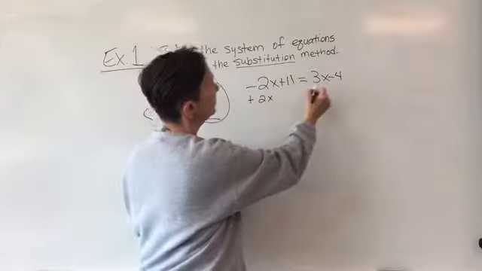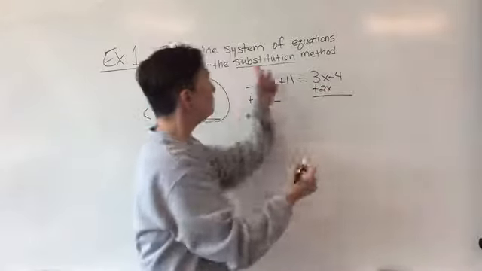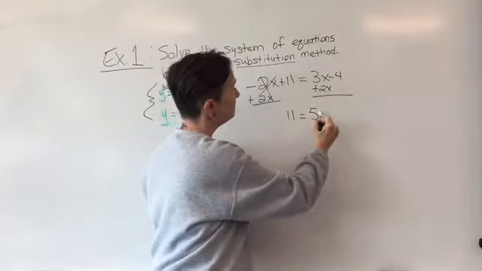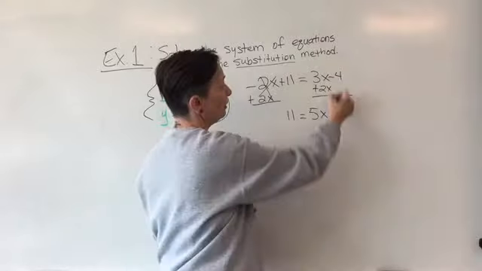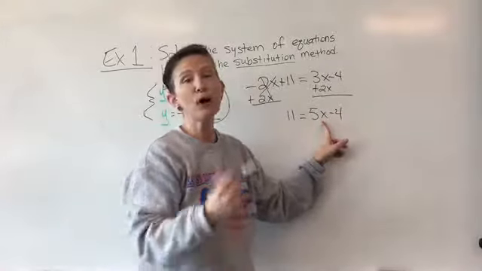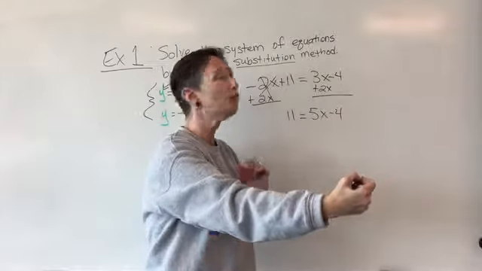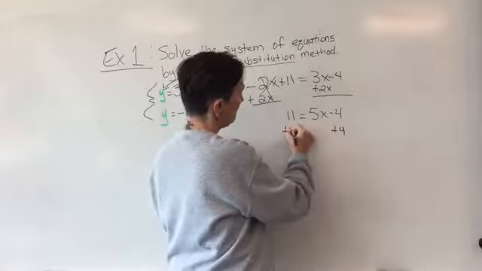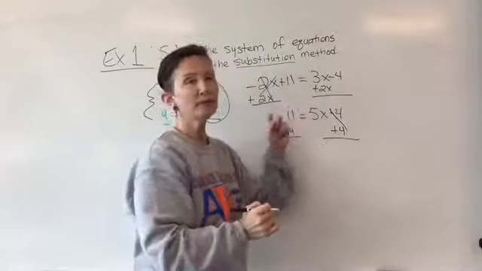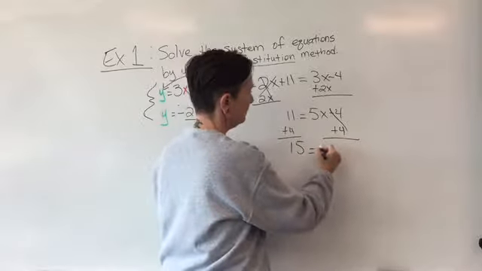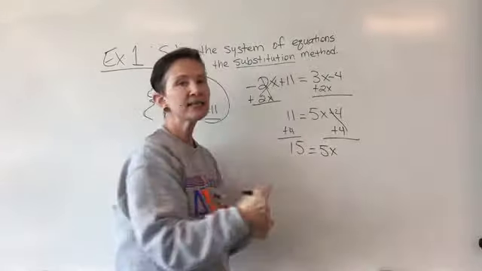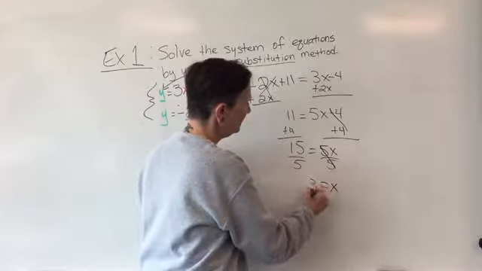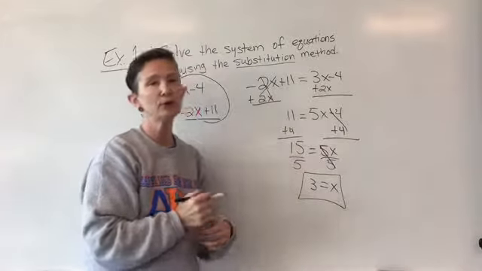Let's solve this equation for x. So let's add 2x to both sides. Negative 2x plus 2x is 0. That leaves me 11. 3x plus 2x, add those together, gives me 5x, and bring my minus 4 down. Because I brought my x's to the right-hand side of the equals, I'm going to take my constant to the left-hand side. So let's add 4. So 11 plus 4 is 15 equals 5x. Last step is to divide both sides by 5, leaving me an x value of 3.